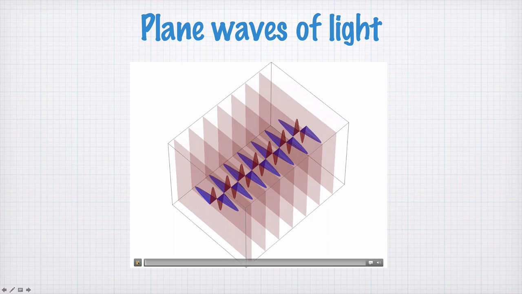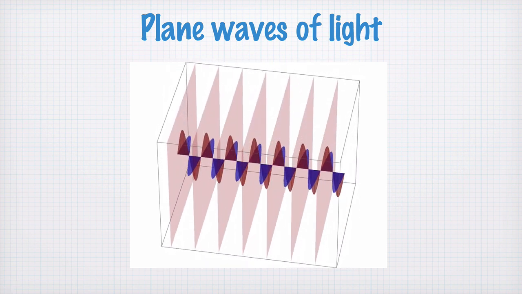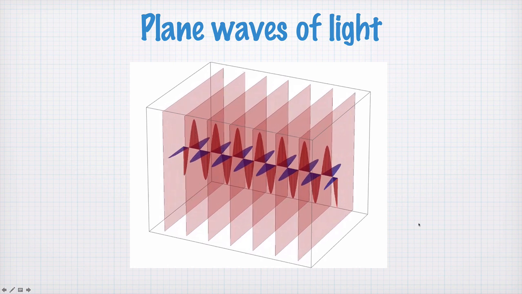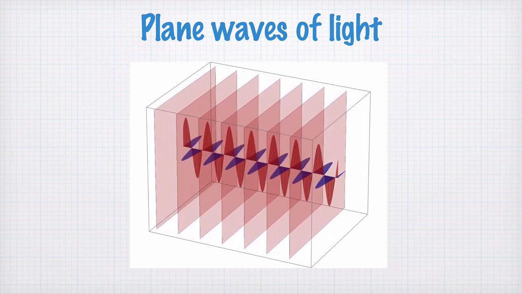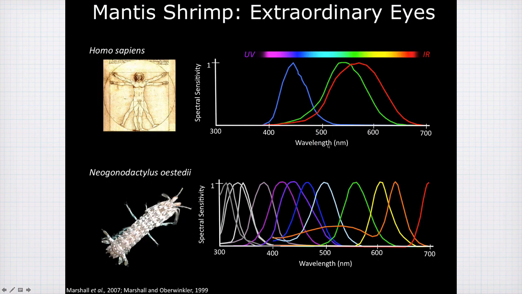So this is a model of the plane waves of light, where the red and blue sine waves here represent electric and magnetic fields. And we'll talk about how light works, what a plane wave is, what polarization of light is. And we'll talk about how we see light, how we experience light as humans with our eyes, with lenses and detectors, and how some other creatures experience light, for example the mantis shrimp, which has extraordinary eyes with far more photoreceptors than we have.